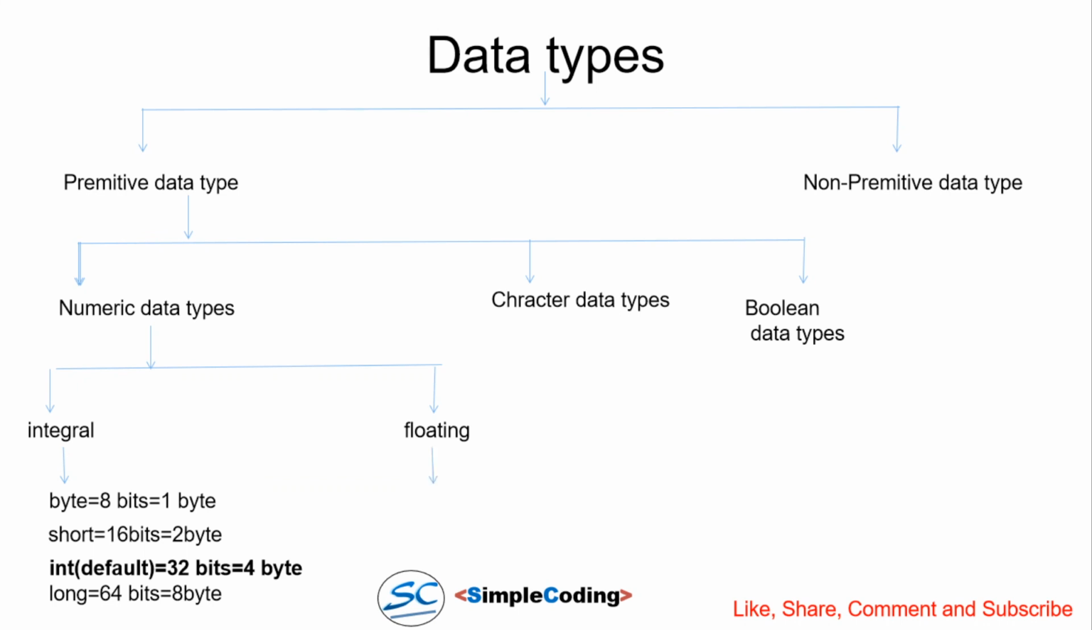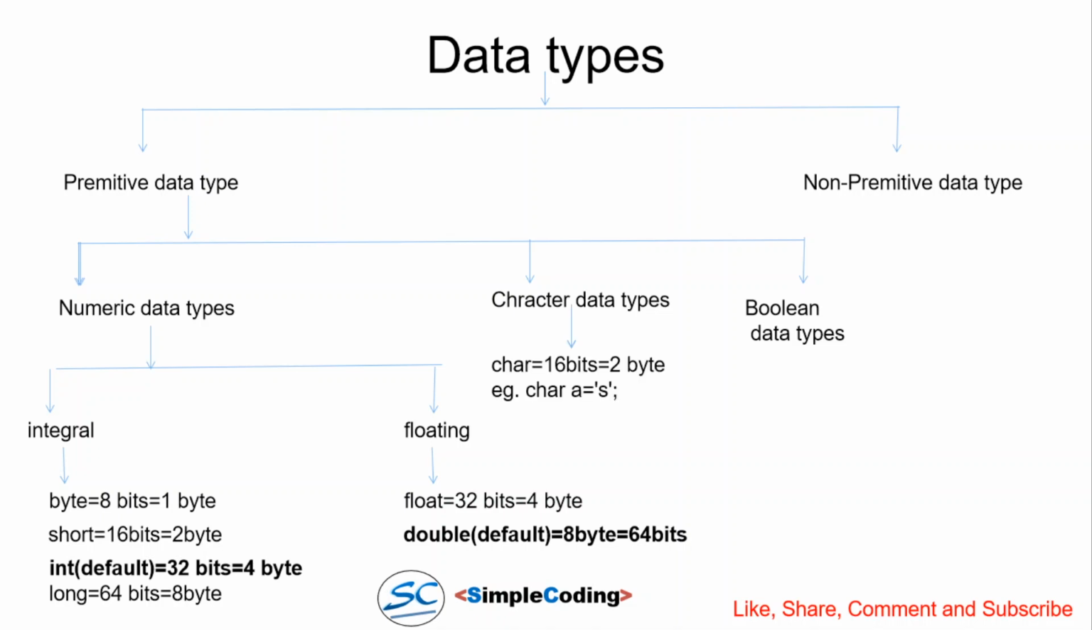Next we have floating. Mainly we have two types, float and double. Float is 4 bytes, and double is 8 bytes. In case of floating, when Java performs any operation related to floating, the result is stored in double format. Next we have character. Character is 2 bytes. Let's take an example here: char a equals 's'. In case of character, we can store a single character value at a time.